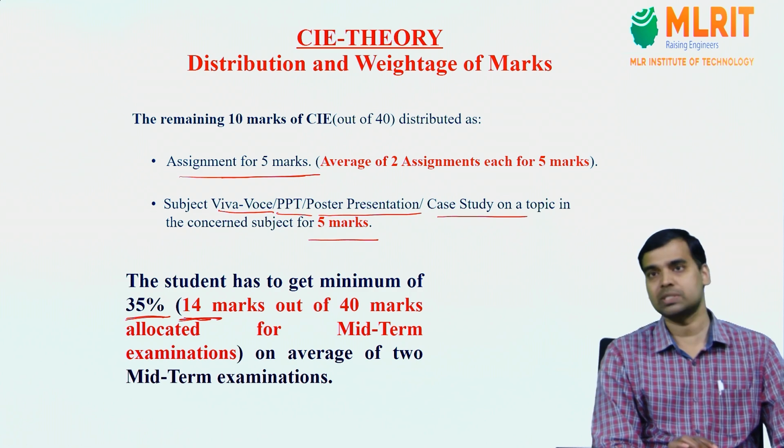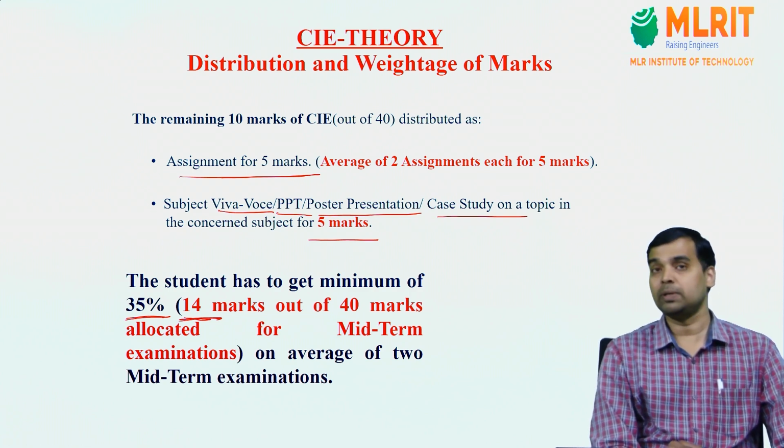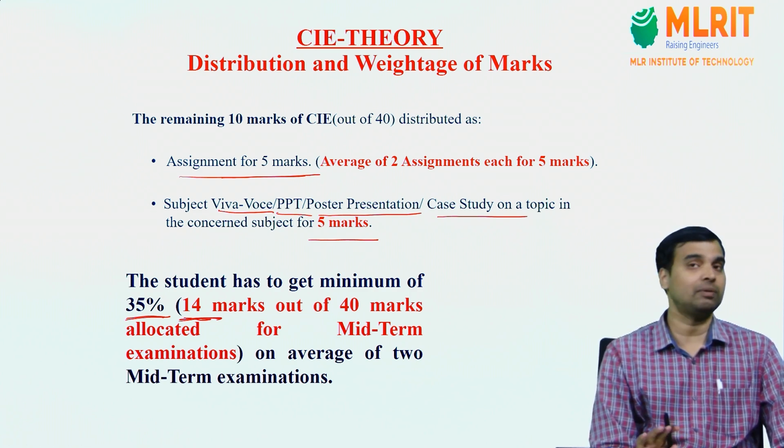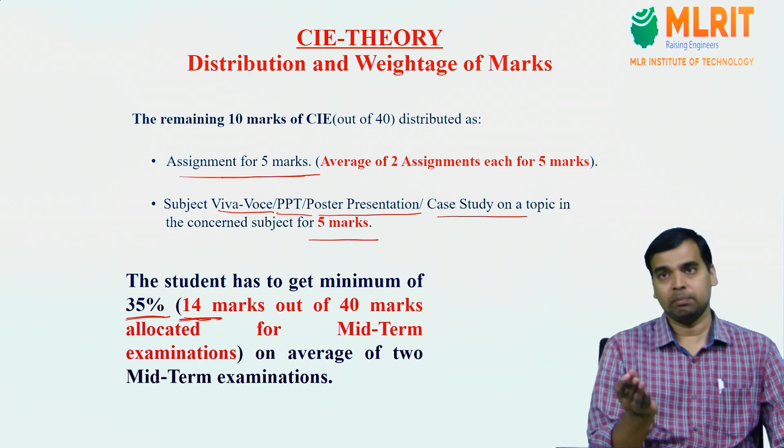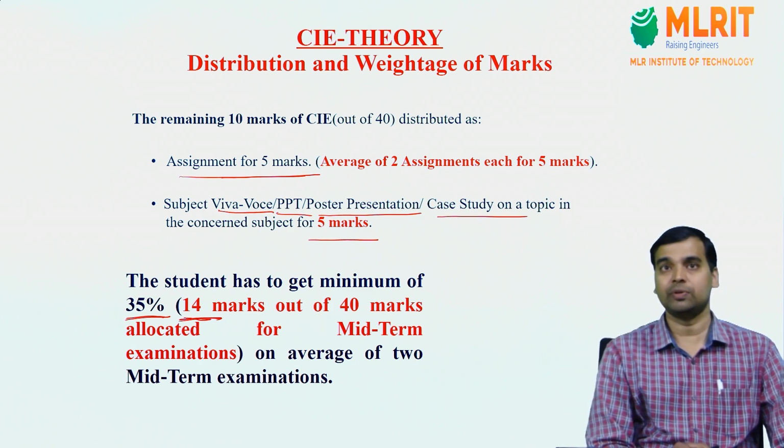Of course, there will be 2 midterm exams. In each course, there will be 5 units. After completion of the first 2.5 units, there will be the CIE 1 exam. After completion of the remaining 2.5 units, there will be the CIE 2 exam. Finally, they will take the average of CIE 1 and CIE 2.